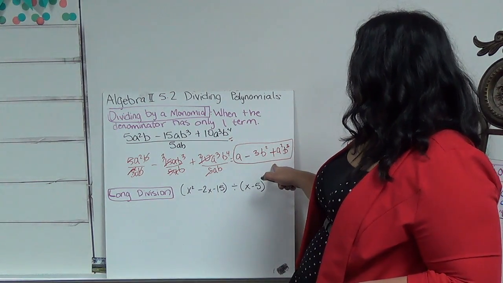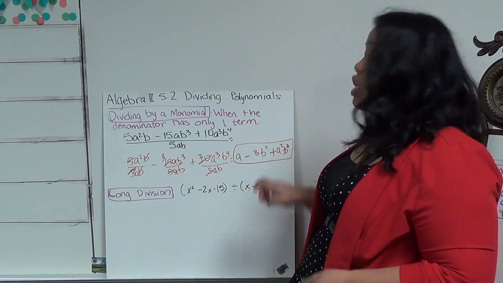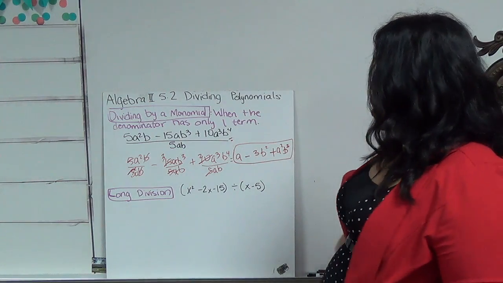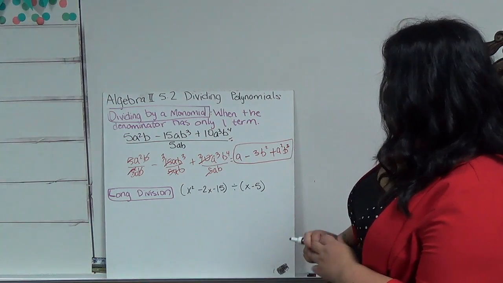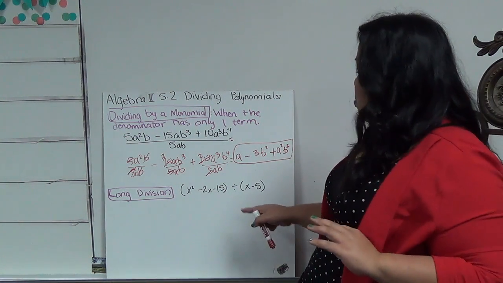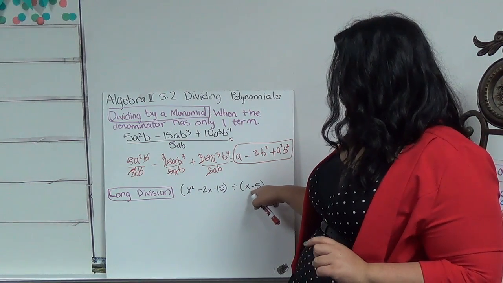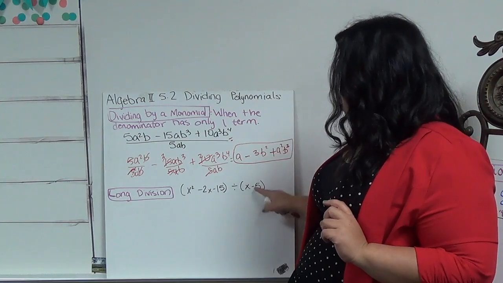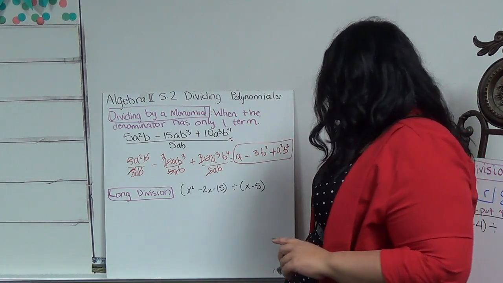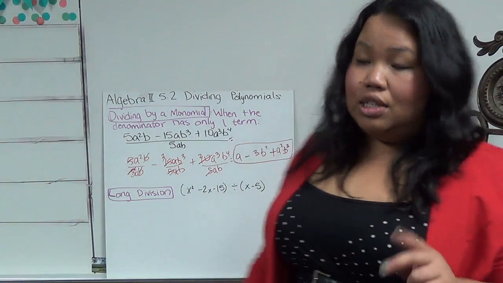From there, I kept the minus and the plus because these are not like terms, so I can't combine them. So I went ahead and circled my answer. Now, when we're dividing a polynomial by a polynomial, which has more than one term, I have two different options. I can do long division or synthetic division.